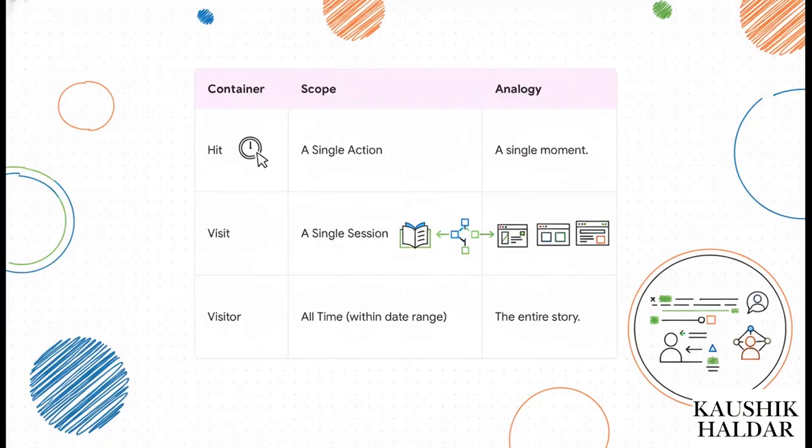And this analogy on the slide, it nails it. A hit is like one single moment in a story. A visit is a whole chapter. And a visitor container, that's the entire story of that person, from beginning to end.